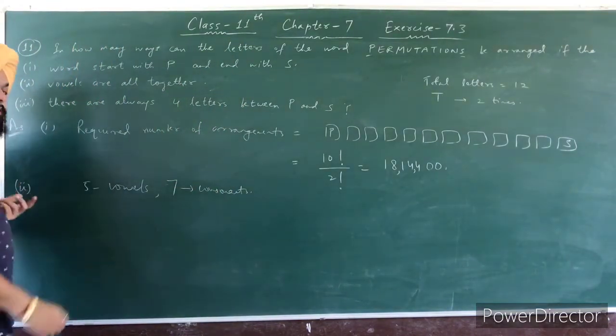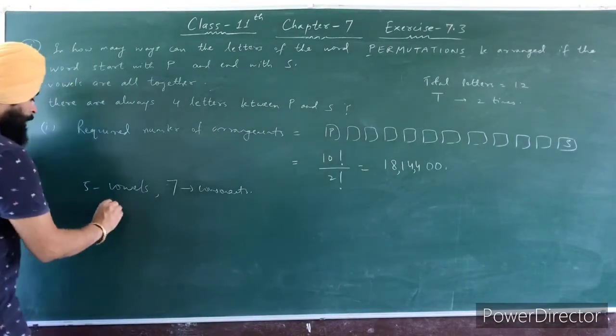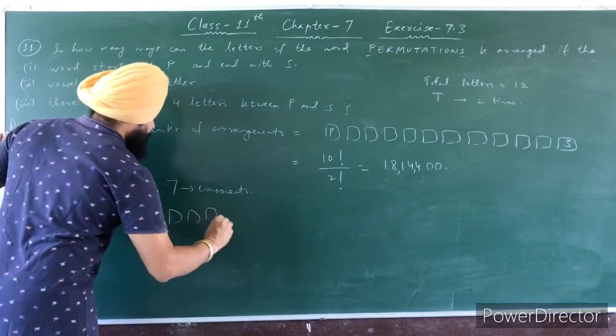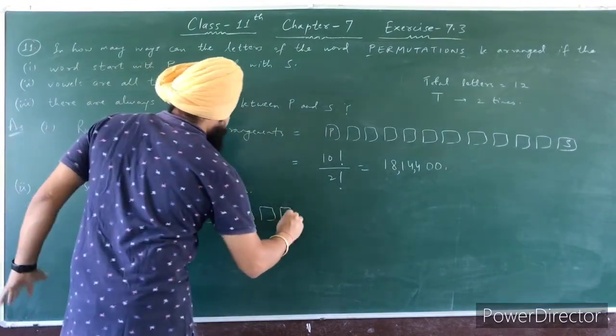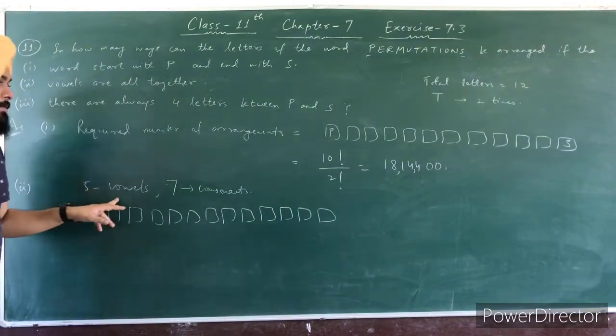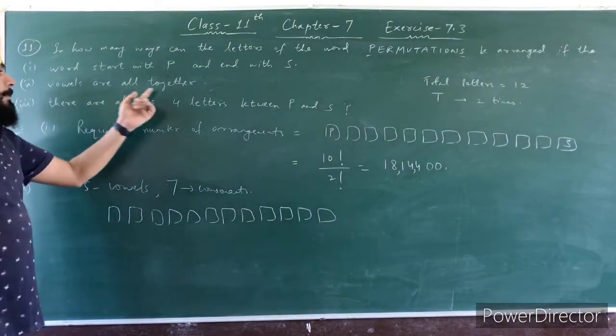So first again, the step is same. We have to make how many boxes? 12 boxes: 1, 2, 3, 4, 5, 6, 7, 8, 9, 10, 11, 12. So in these 12 boxes, 5 vowels come together. The condition is given already.